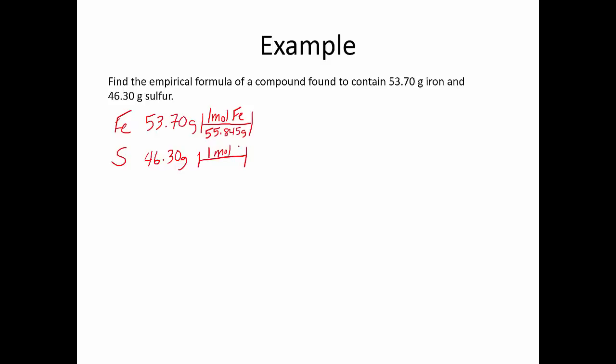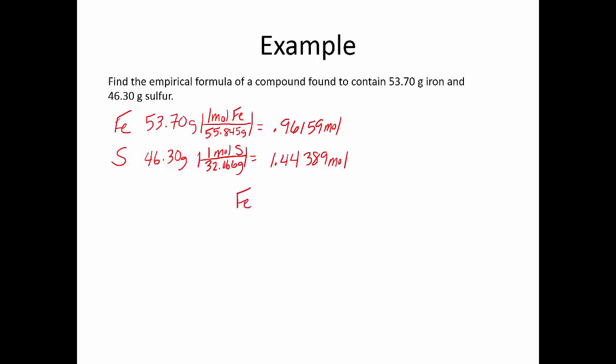So 1 mole of sulfur, again, this number comes from the periodic table. Okay, now I'll get my calculator. So when I do the math, 0.96159, I don't care about significant figures. I'm giving myself a lot of numbers. 1.44389 moles.